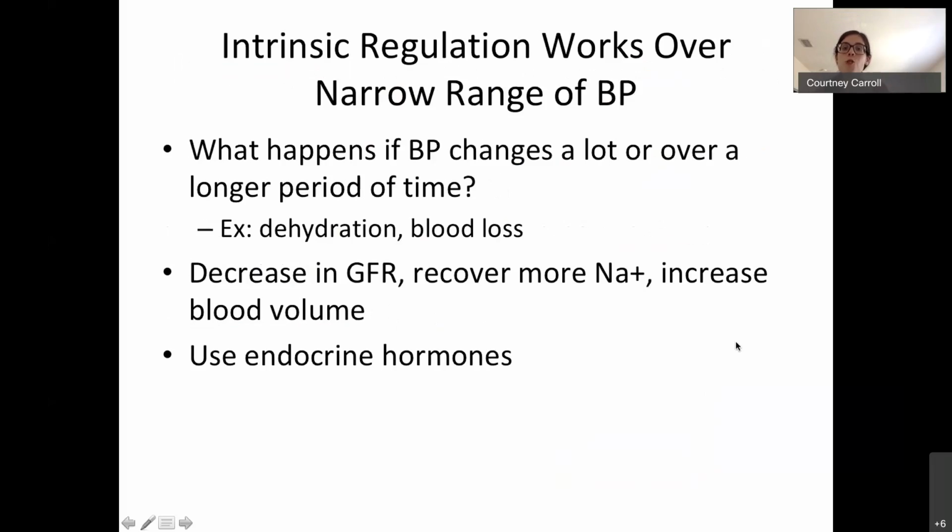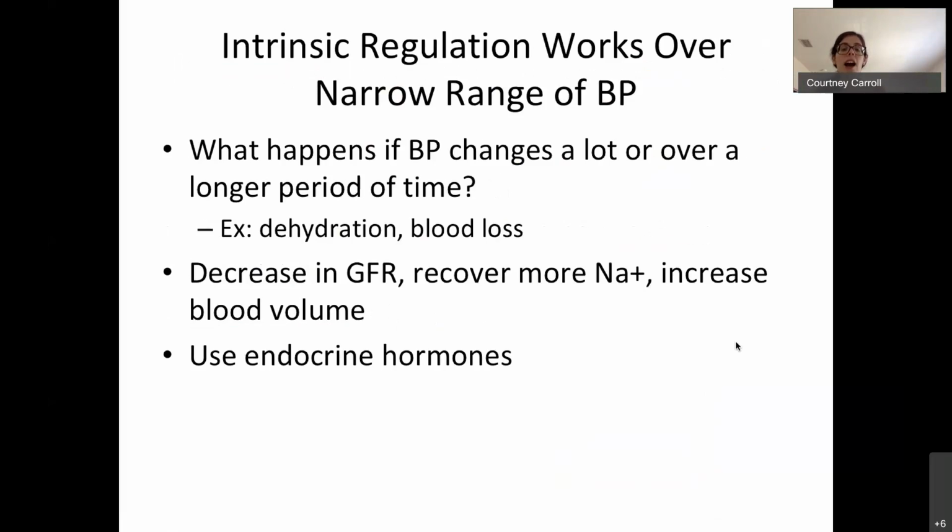The issue with intrinsic regulation, the issue with all of these three ways that we can affect GFR in the face of a change of blood pressure, is that they only work over a very narrow range. So if you have a slight increase or a slight decrease in blood pressure, the intrinsic mechanism, your kidney itself, will take care of it.